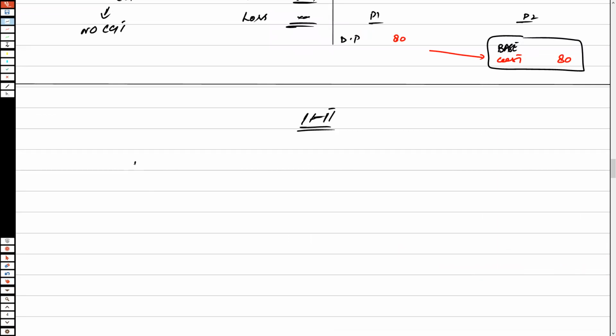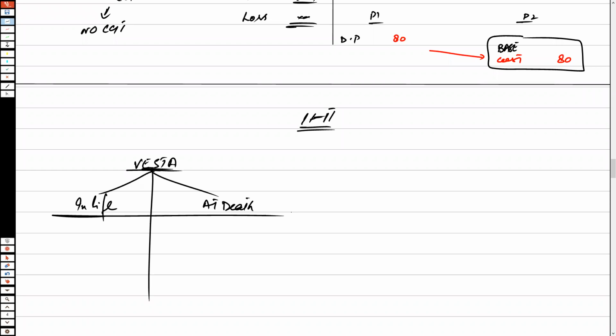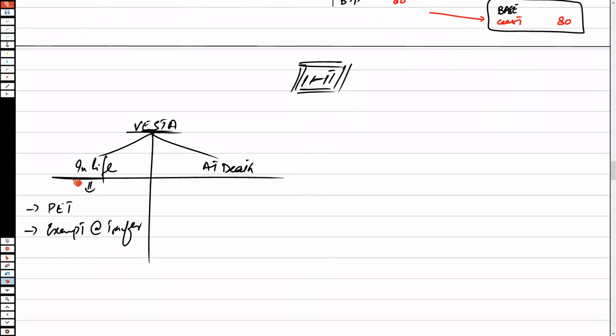If we talk about Vesta, if this person transferred the asset in life or at time of death, what will happen? If the person is transferring this asset in life, from an IHT perspective, it will be treated as a PET, a potentially exempt transfer. This transfer is a PET and is exempt at the time of transfer.